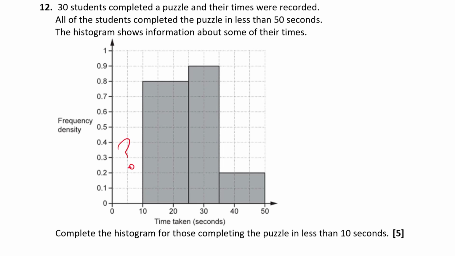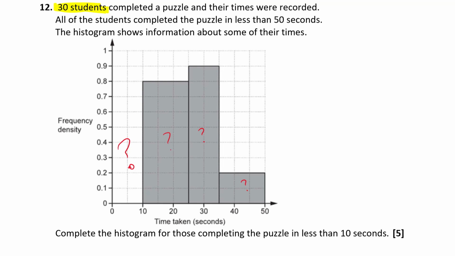Okay, so how many people do the 3 bars that we've got represent? Because if we can work out these 3 amounts, we know that there are 30 students altogether, so then we can subtract those 3 bars from 30, and it should leave us with the amount of people to represent in bar 1, doesn't it? Okay, so if you remember with histograms, it's the area of the bar that represents frequency.